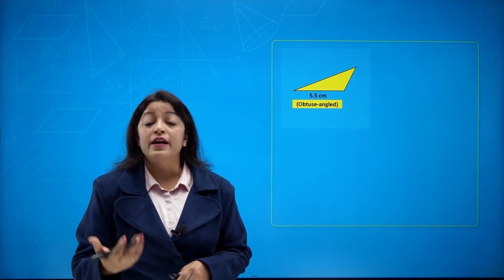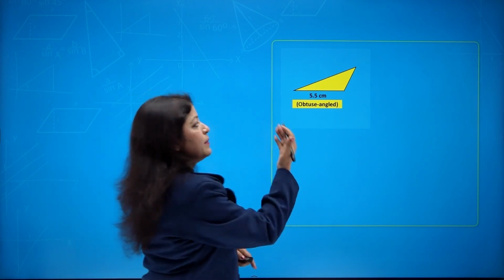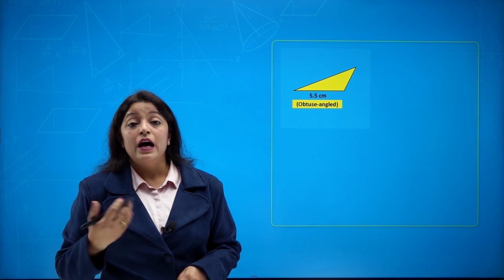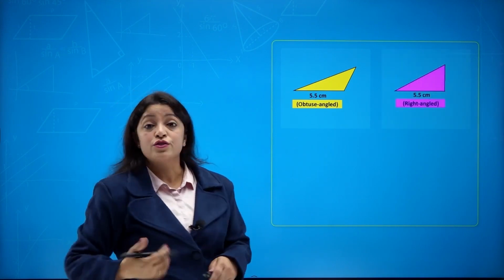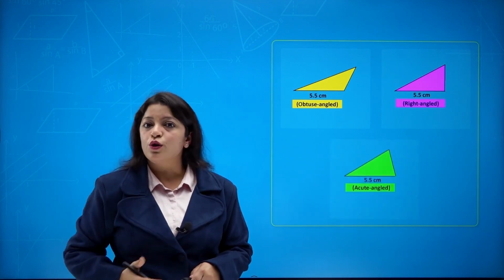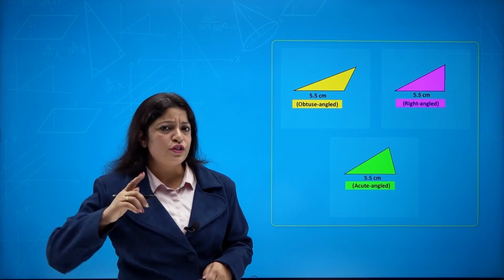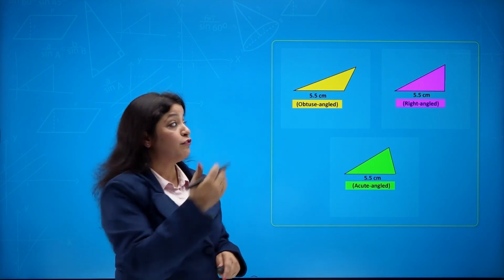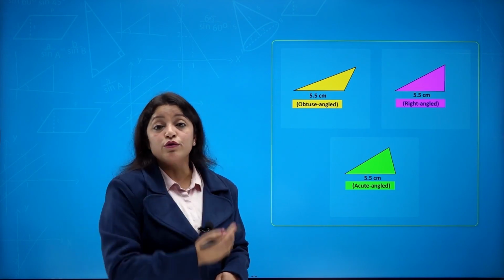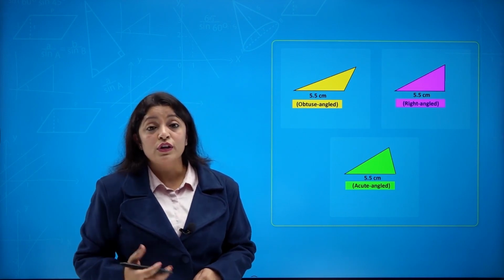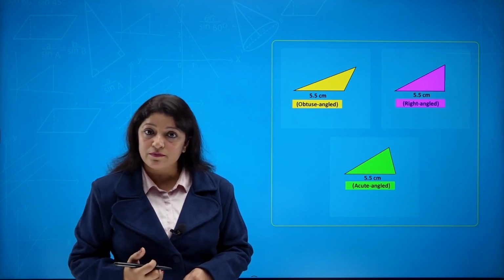So what type of triangles can I frame if only one side is known to me? I can frame an obtuse angled triangle. I can also frame, using the same 5.5 centimeter, a right angled triangle, and I can also frame an acute angled triangle. For the second triangle, if just one side is known to me, I have three different options. But now I have to check whether any of these three will overlap with the previous triangle which was already given to me.